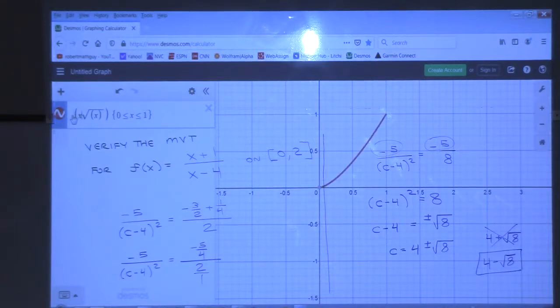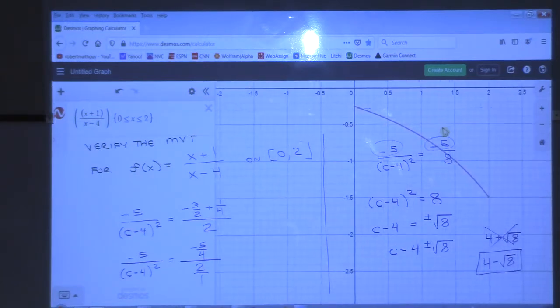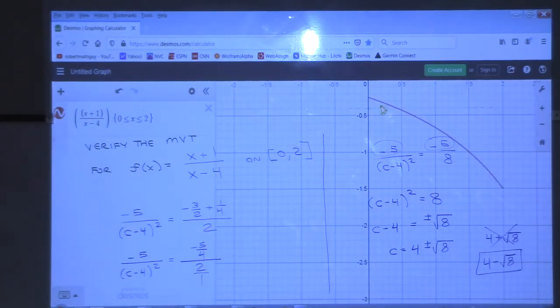So this was x plus 1 over x minus 4, and we are looking at 0 to 2. Okay, so that's our function, if y'all can see that. So the slope of the secant line connecting here to here, I don't know what the value is, 4 minus root 8, but it's somewhere around in here where the slope of the tangent line would be equal. Make sense? Okay.